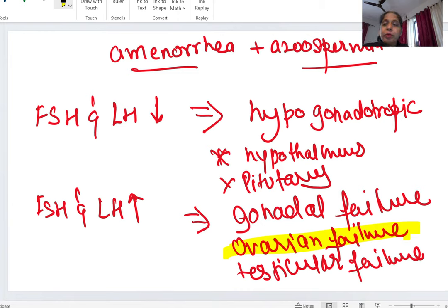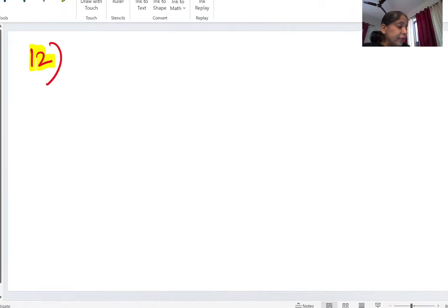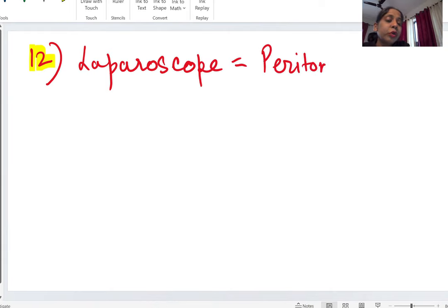Which one cannot be diagnosed by laparoscopy? Beta, when we are doing laparoscopy, we are seeing the peritoneal cavity with the help of the scope, right? And what is the fault in septate uterus? Fusion of the Mullerian duct has occurred, but the septum has not resolved. So the uterus from the peritoneal cavity will definitely look normal. We will not be able to see the septum.